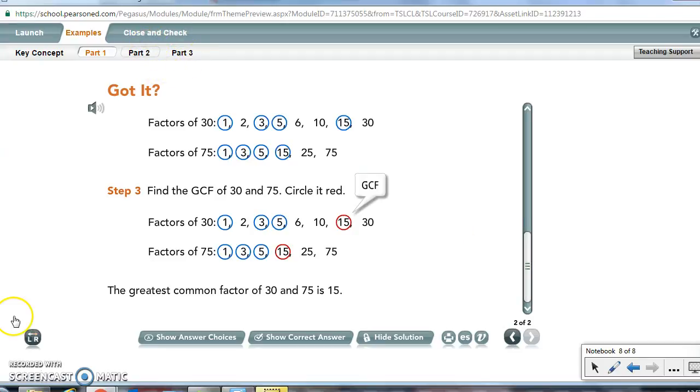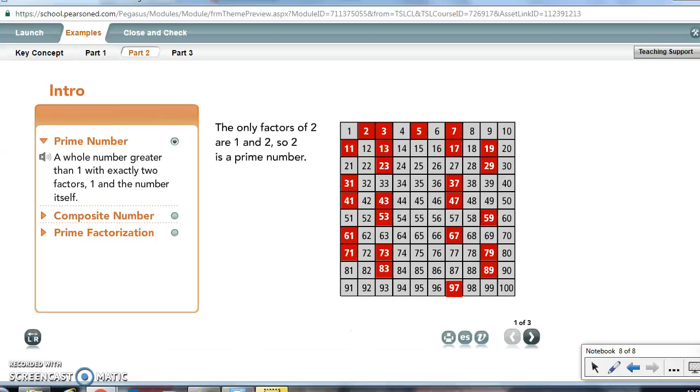On to part 2. The only factors of 2 are 1 and 2, so 2 is a prime number. The only factors of 17 are 1 and 17, so 17 is a prime number. A prime number is a whole number greater than 1 with only 2 factors, 1 and itself.